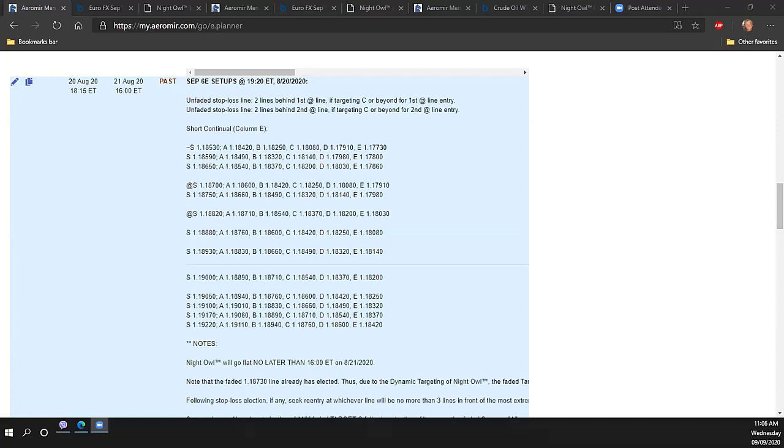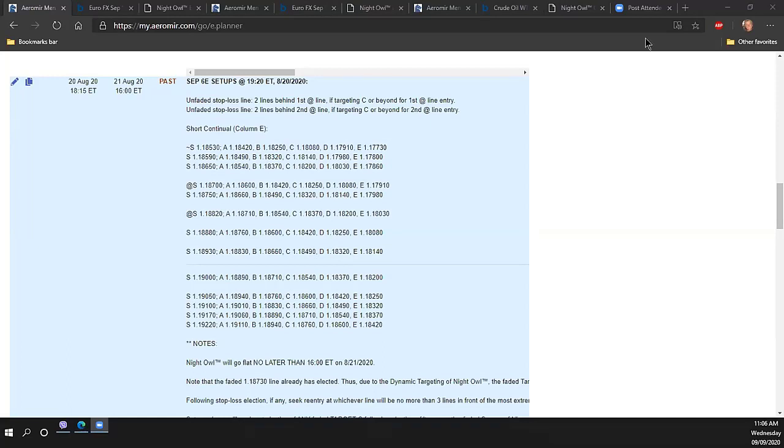The overall accuracy is at 87.7%, which is roughly 7 calls correct per every 8. So the new component has improved the performance a little bit, but more importantly, what that new component has done is substantially reduce the nightly risk on a Night Owl trade.